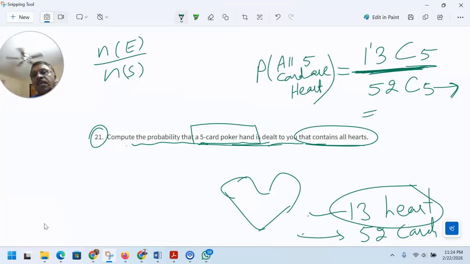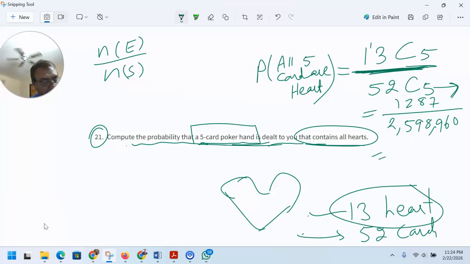So the bottom will be 2,598,960, and the top one will give you 1,287. If you do a little calculation, you get 0.000495.